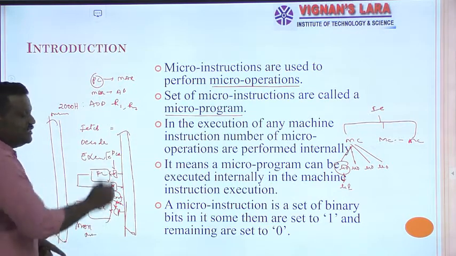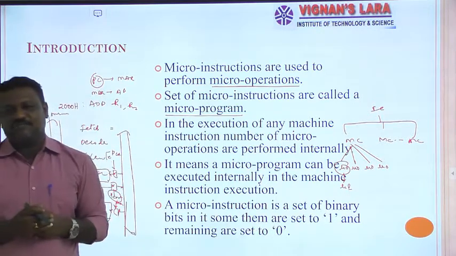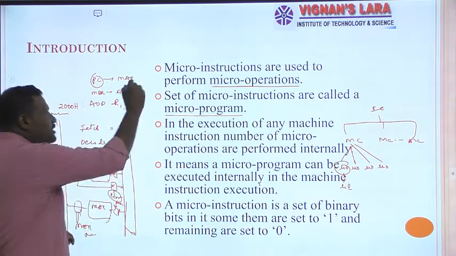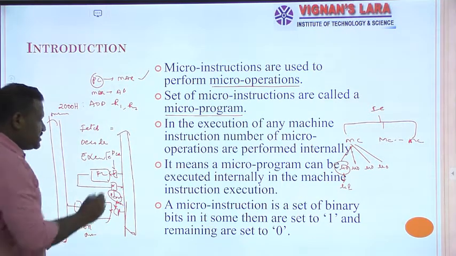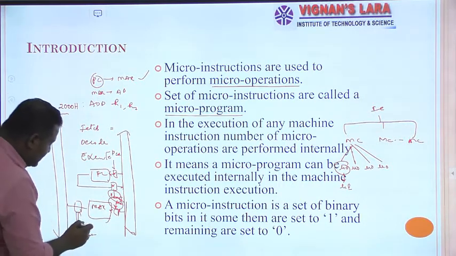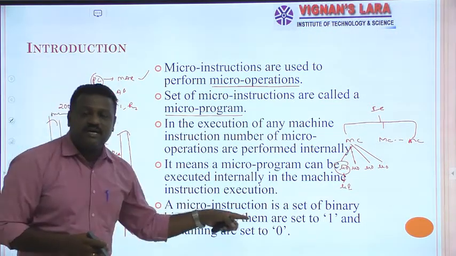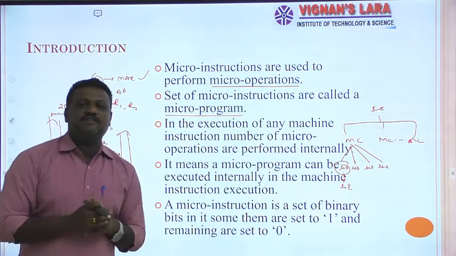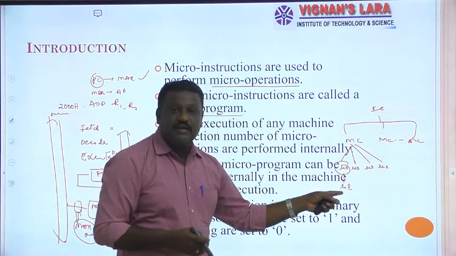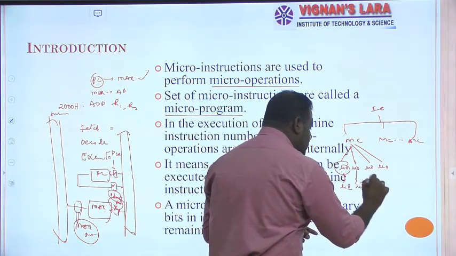In order to generate these control signals, different bits exist in my micro instruction. In that micro instruction, I am talking about all these control signals, but for this particular micro operation, I must activate this PC out signal as well as this MAR in signal. Later I must activate this MAR out signal. So these corresponding bits in my micro instruction are set to 1 and the rest of the bits are set to 0. So to do each micro operation I need a micro instruction. To perform all these micro operations I need micro instructions.